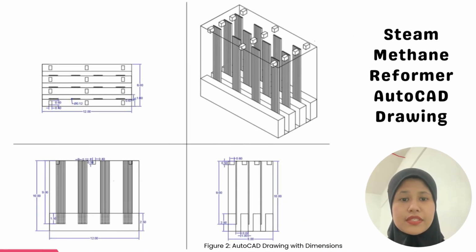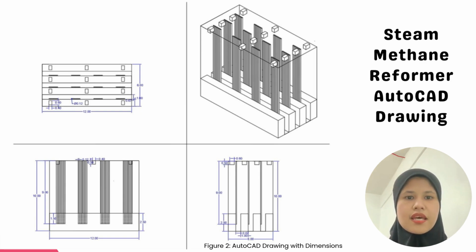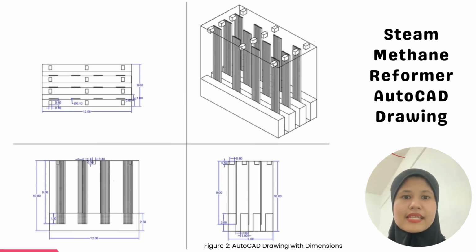AutoCAD drawing with detailed dimensions. This drawing represents the assembly of the steam reformer, including multiple reformer tubes arranged inside the furnace. The orthographic views and the 3D isometric view help us visualize the physical layout, tube spacing, height, and base dimensions. These dimensions are crucial for equipment sizing, layout planning, and simulation accuracy.